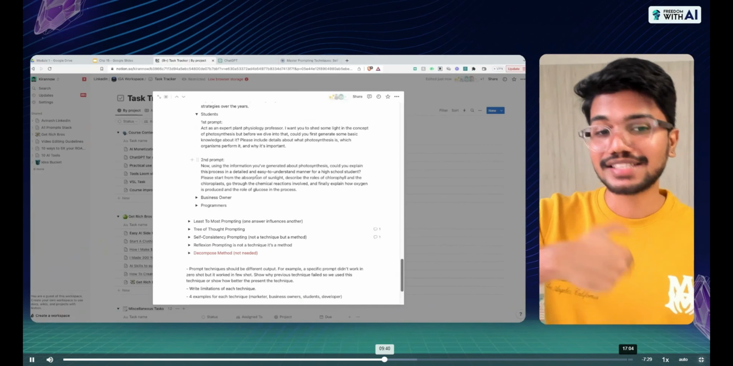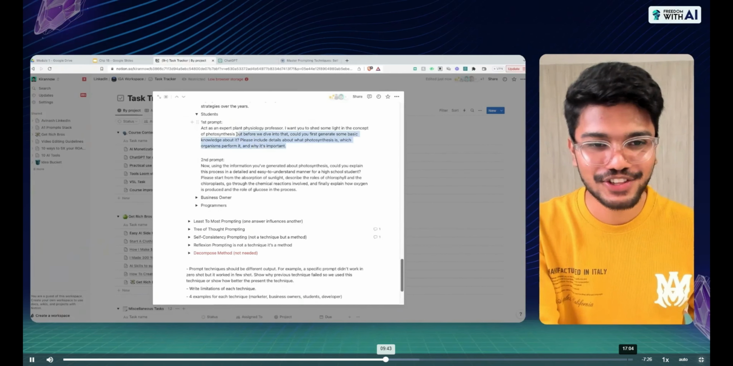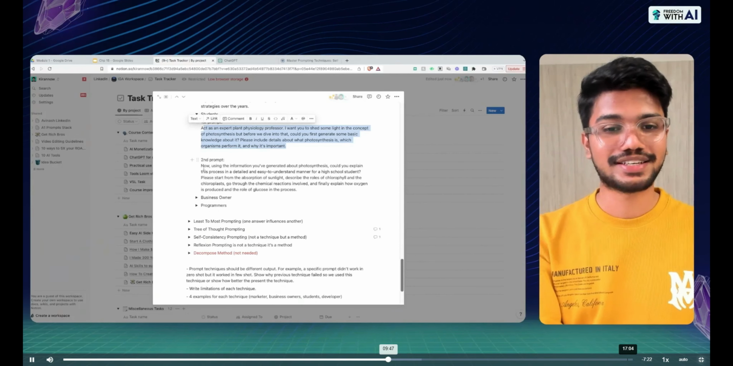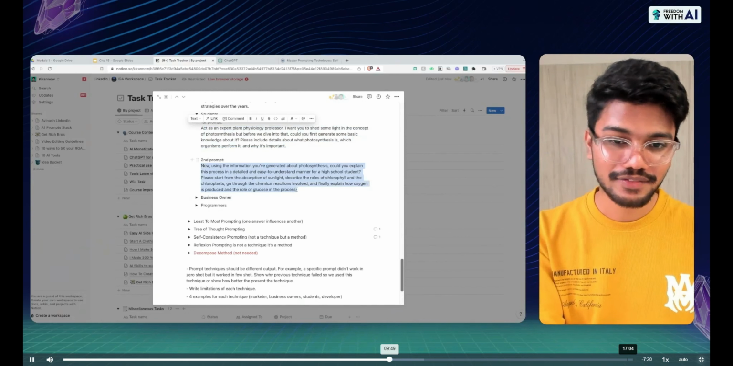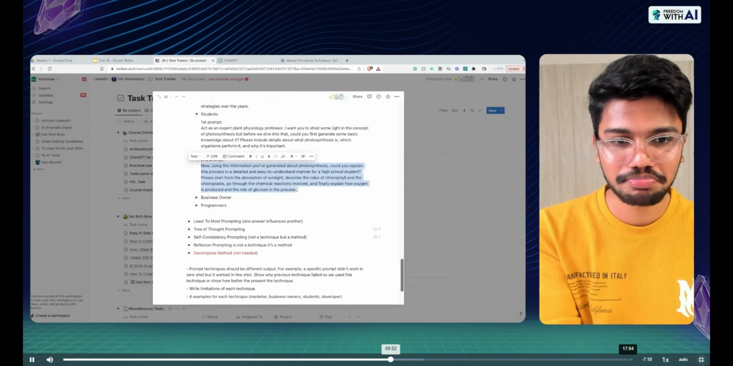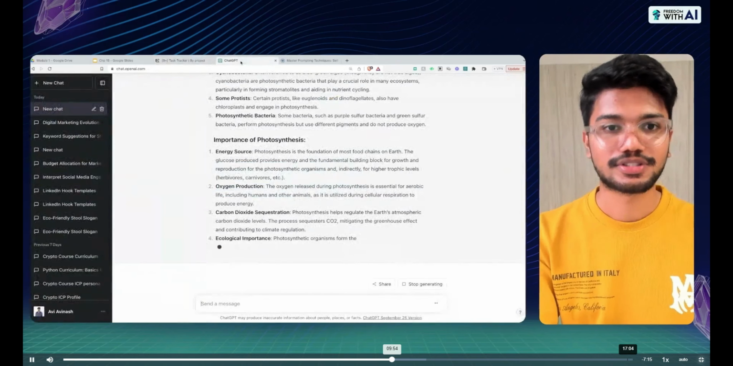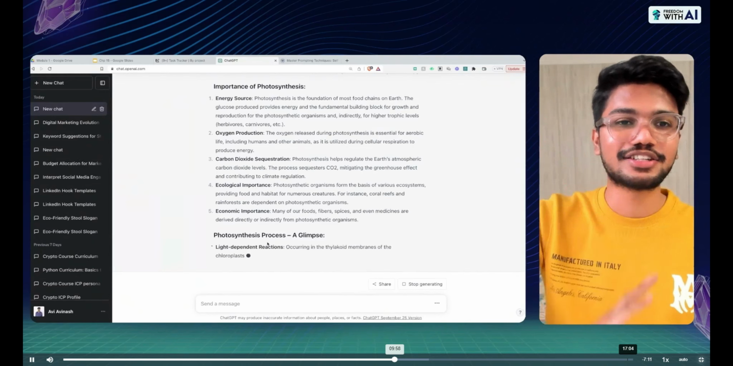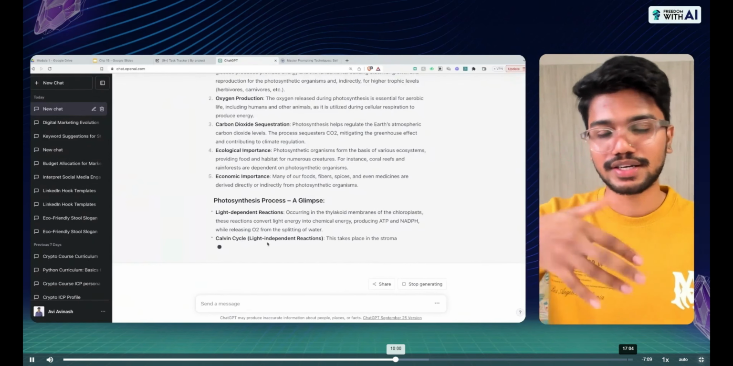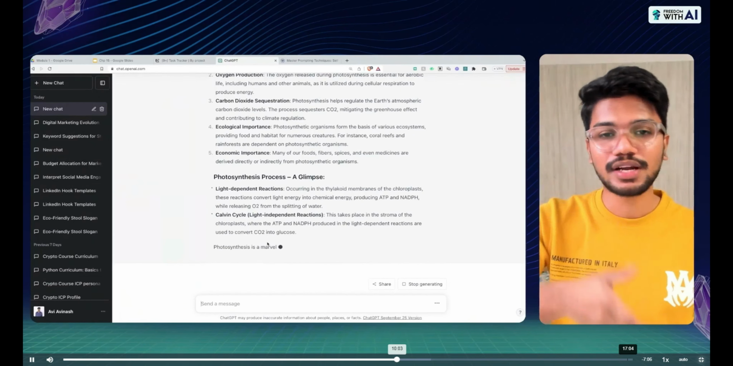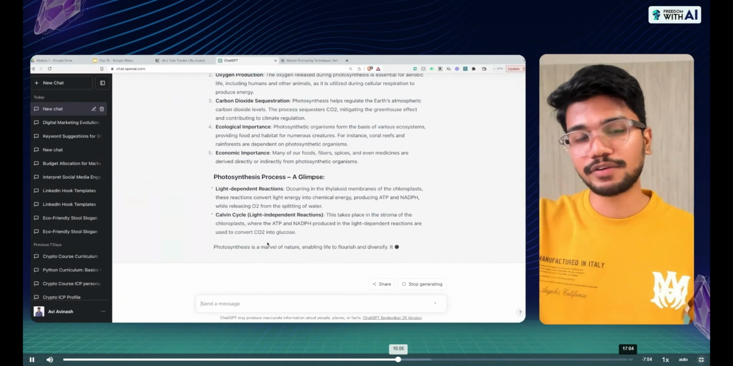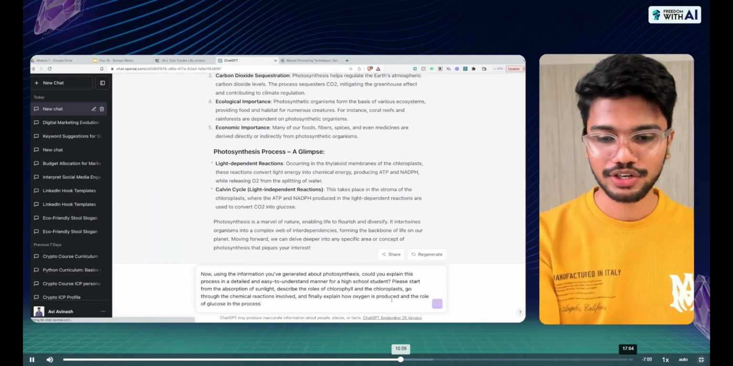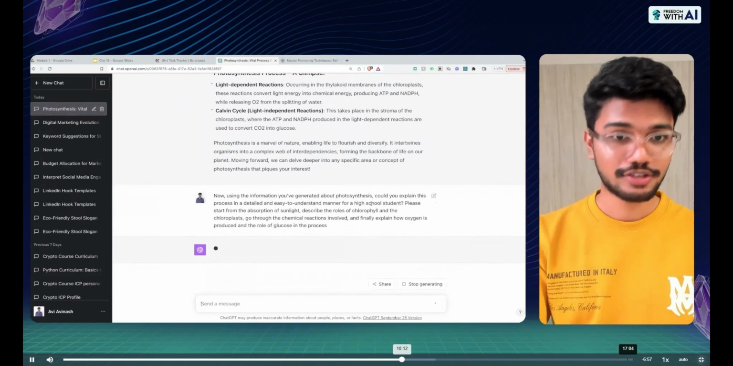So now we are asking it to generate all the knowledge. Then using that knowledge, we're asking it to explain this process in a detailed and easy manner and convert that process for a high school student. To ask that, we first need to ask ChatGPT to generate the complex part as if it is generating for a normal person. Then we're asking it to convert the same knowledge as if you are a student and it's writing for you. Now this will be better.